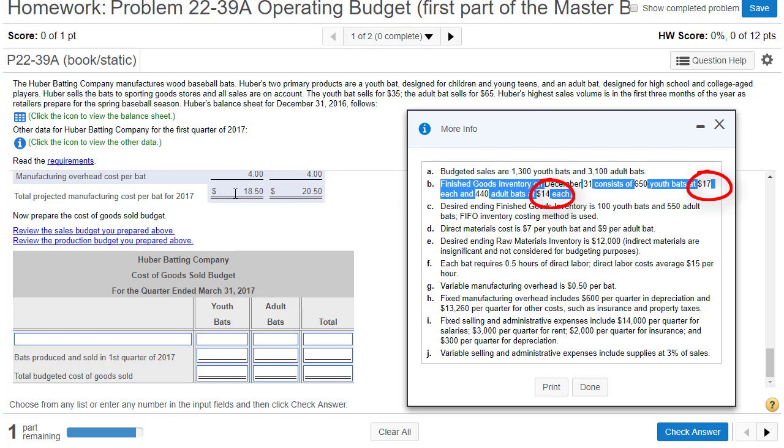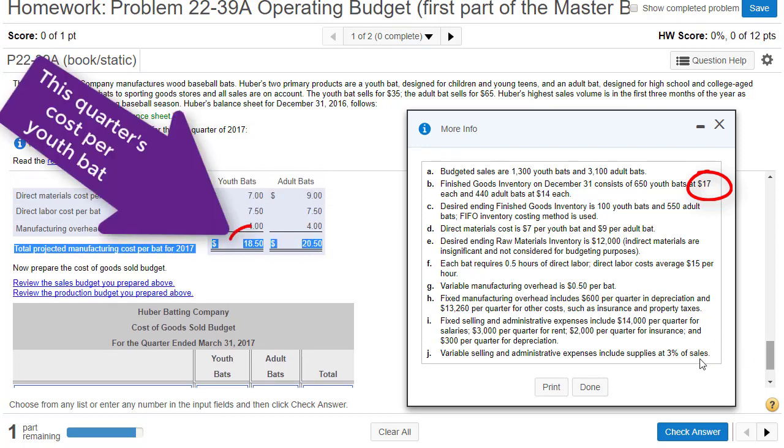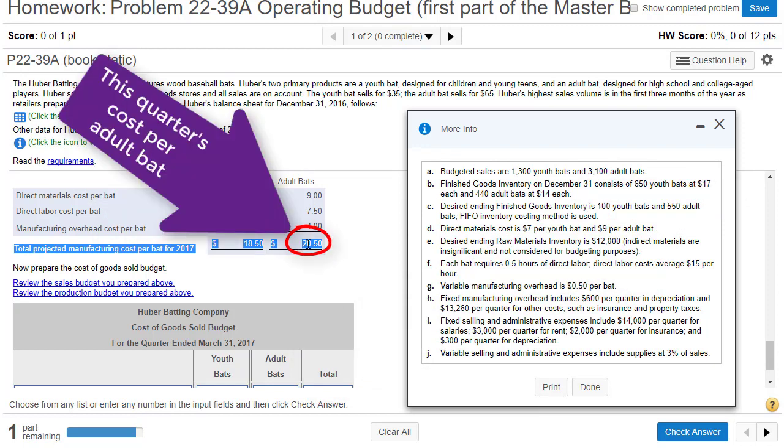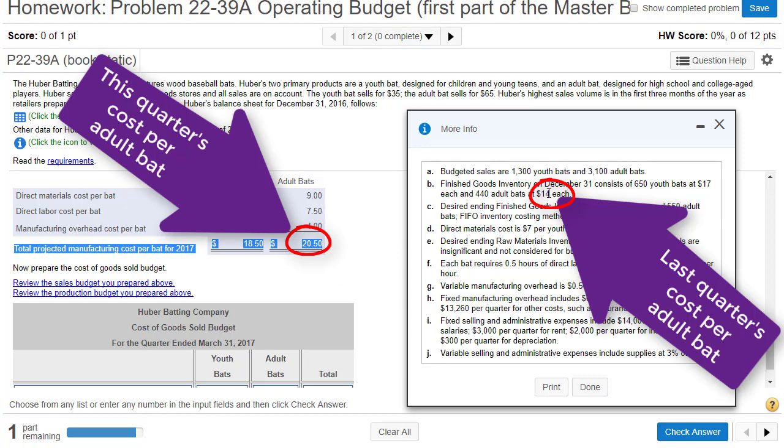But we're also going to sell some bats from this quarter, and here are their prices over here. So it looks like the prices have gone up. The youth bats are now $18.50 per bat to make this quarter, but last quarter they were 17 bucks. They were cheaper. And the adult bats this quarter we think are going to cost 20.5 to make, but they cost 14 bucks each last quarter.